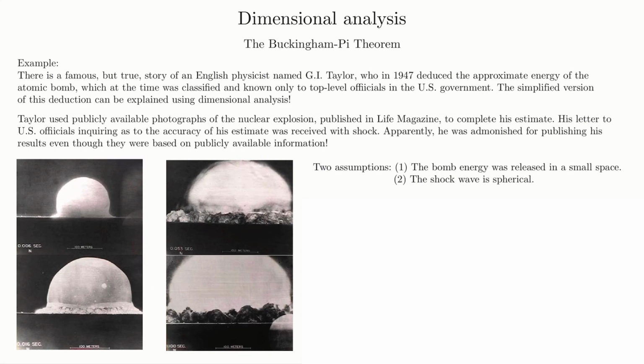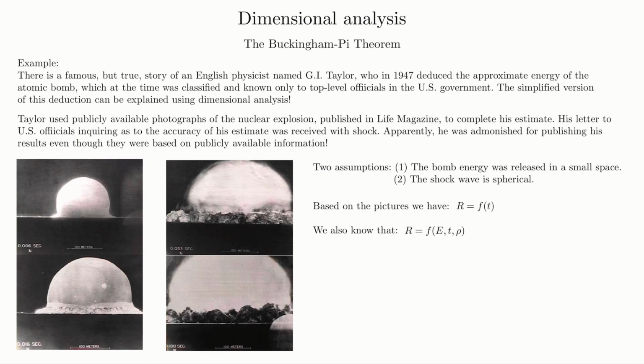So we start our analysis with two assumptions. We say the bomb energy was released in a small space and the shock wave was spherical. So we have the pictures, right? I've even shown them there at the left. Those are the actual pictures. So we know that the radius, the size of the explosion, is a function of time. We can clearly see that changing with time.